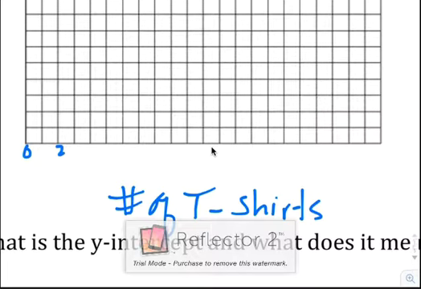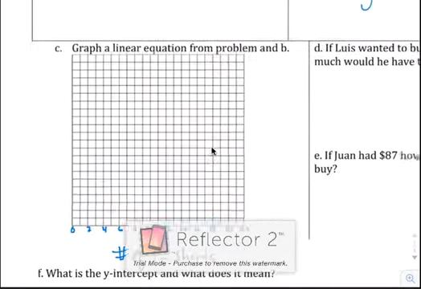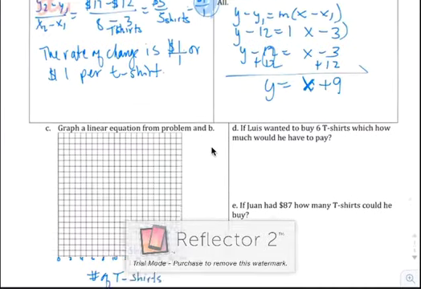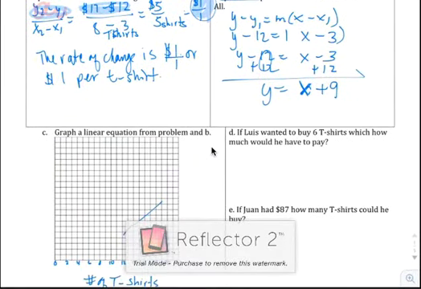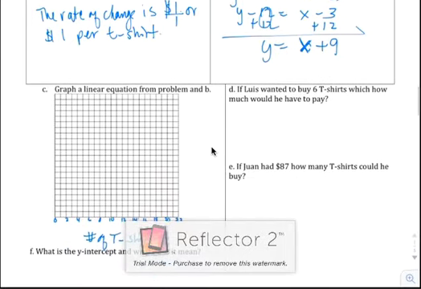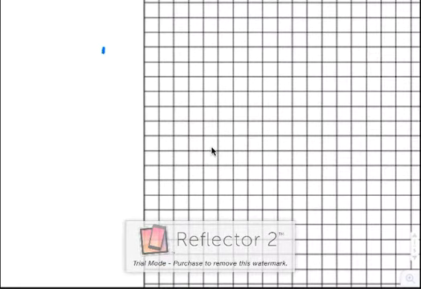1, 2, 3, 4, 5, 6, 7, 8, 9, 10, 11, 12, 13, 14, 15, 16, 17, 18, 19, 20. 2, 4, 6, 8, 10, 12, 14, 16, 18, 20. 22 t-shirts can fit in here. Okay, and the y represents the dollar amount. Look, these are y, dollar amount, so the cost. Okay, so cost goes here.